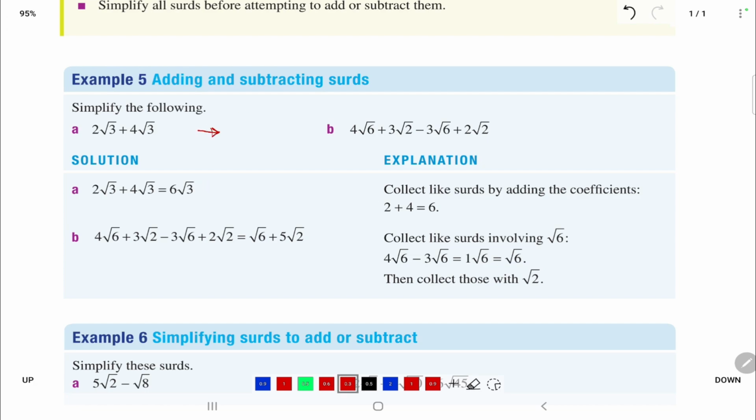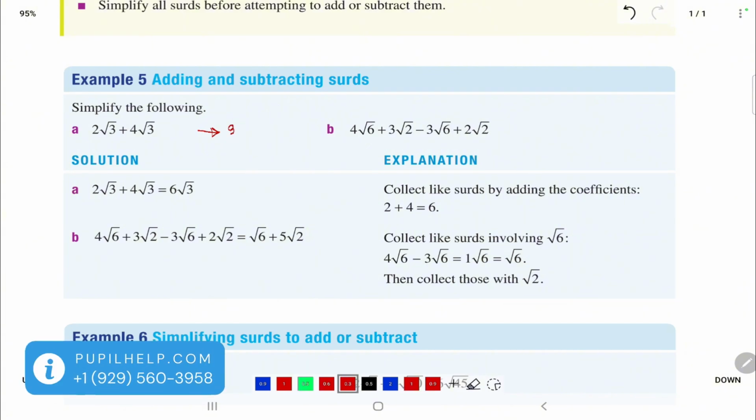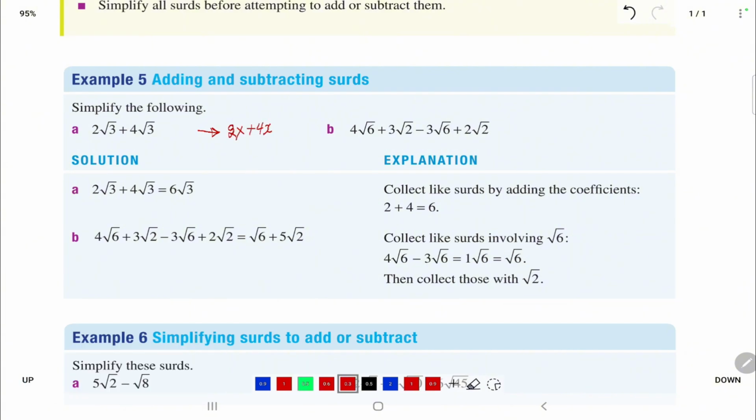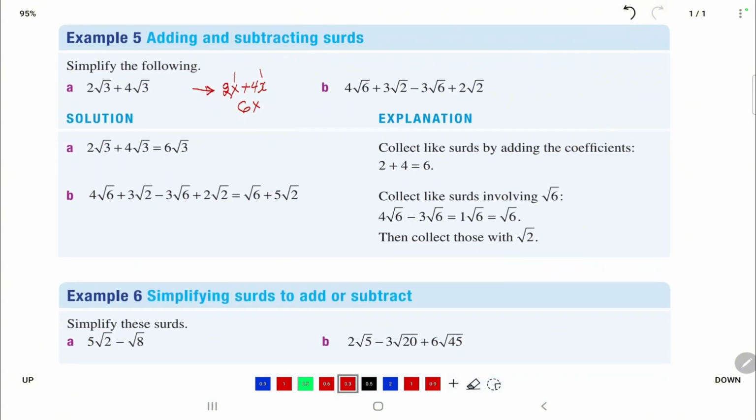It is exactly like when we say 2x plus 4x. You remember this one from algebra. You see, x and x are similar, so we can just add 2 to 4. So it will be 6 multiplied by x. And this is exactly what we are doing with surds.